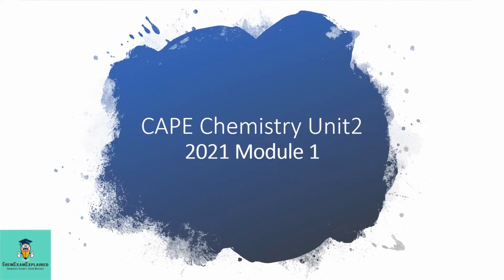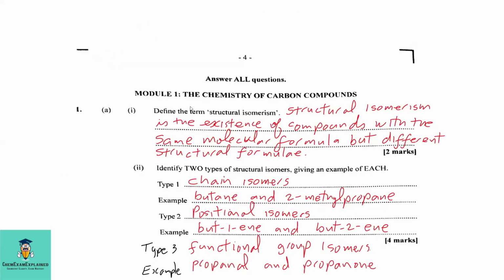In today's video, we will be looking at CAPE Chemistry Unit 2, 2021, Module 1. Let's go. Module 1, the chemistry of carbon compounds.